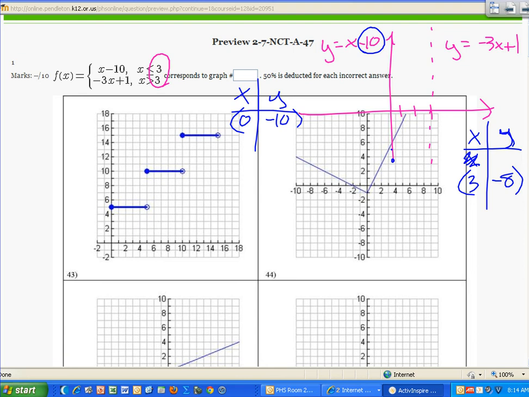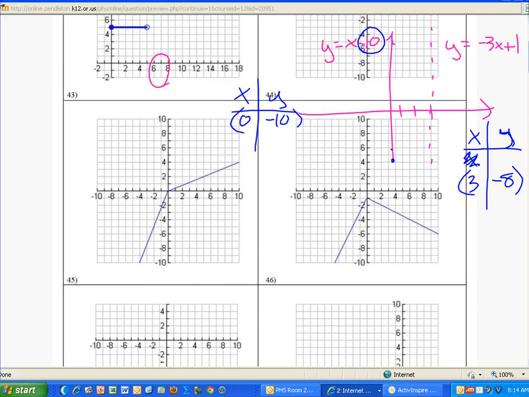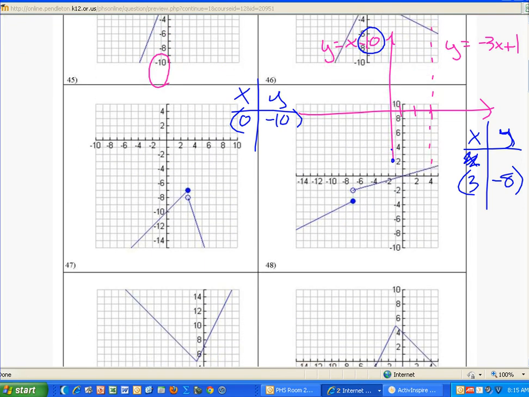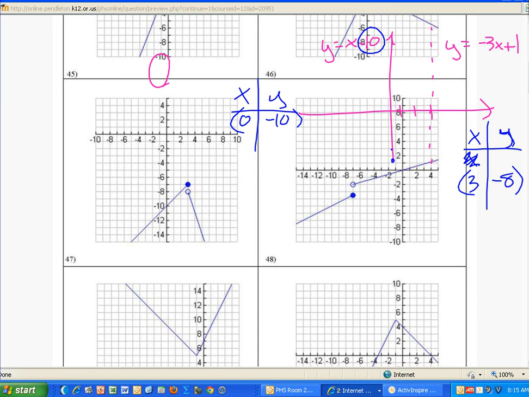So we want to break at 3. Tell me when you see one with a break at 3. That one has a break at 3, doesn't it? Well, let's check it. Is that it? That looks pretty good because look, on the left side, the y-intercept is -10. The slope is 1. Check. What about the other side? Does it go through the point 3, -8? Yes, it does. And the slope is -3. 1, 2, 3 over 1. That's it. See how easy that is?